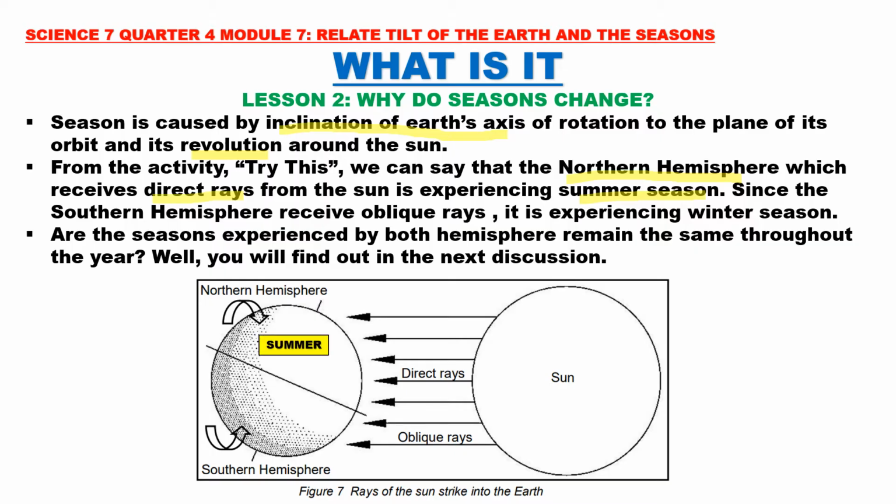Since the southern hemisphere receives oblique rays, it is experiencing winter season. Do the seasons experienced by both hemispheres remain the same throughout the year? Well, you will find out in the next discussion.